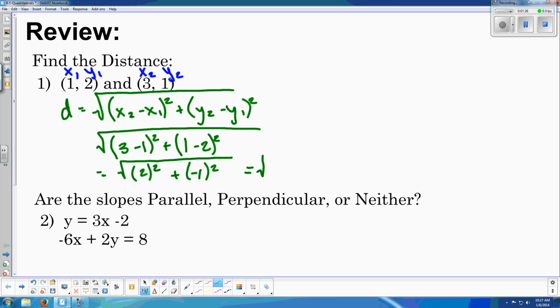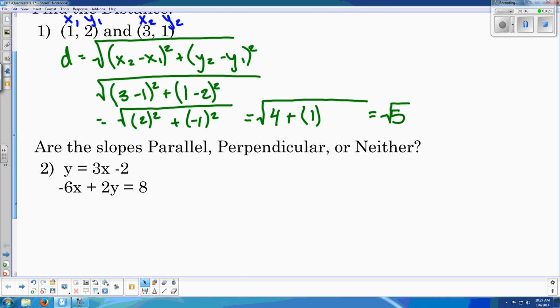I'm going to go over here because I'm running out of space. So now I have 2 squared, which is 2 times 2, which is 4, plus negative 1 squared, which is negative 1 times negative 1, which is positive 1. So now I end up with the square root of 4 plus 1, which is 5 as my answer.